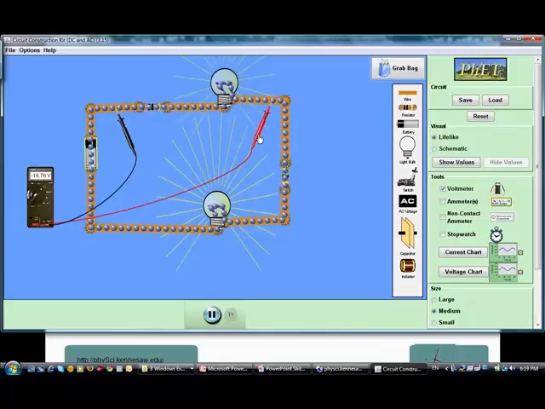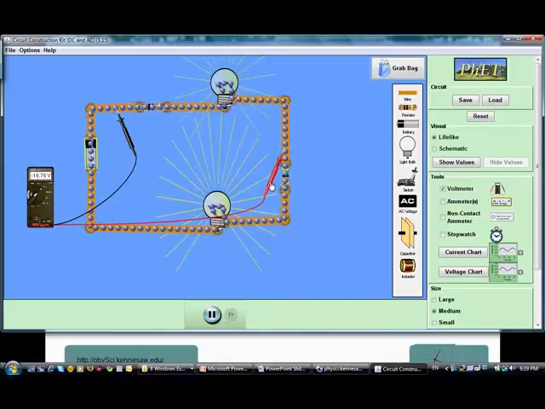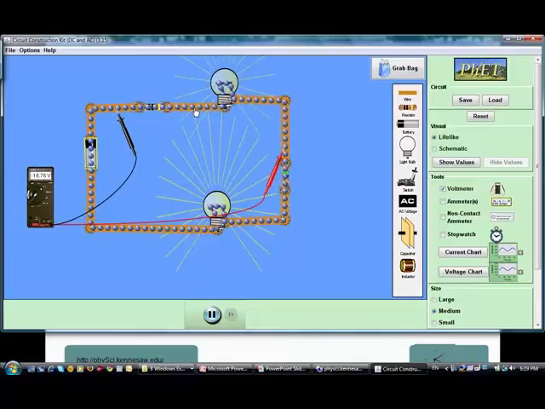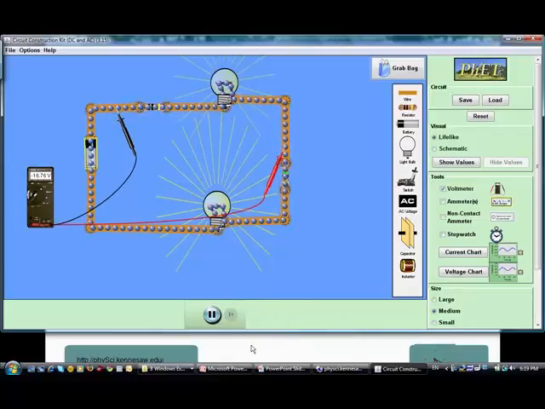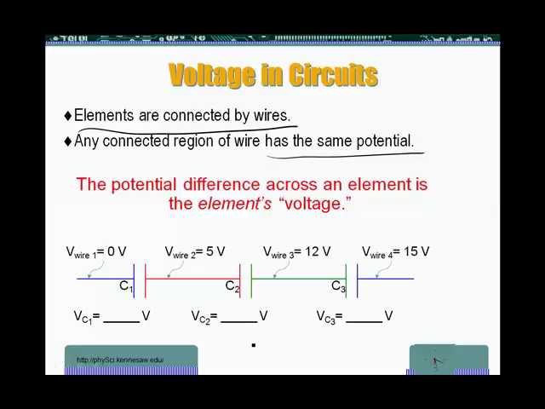The voltage is constant in a wire. The voltage across a device would be the voltage difference between the wire at one end of the device and the voltage at the other end of the device. The difference between these two electrical potentials is the voltage across that device. That's what this one is saying. The potential difference across an element is the element's voltage.